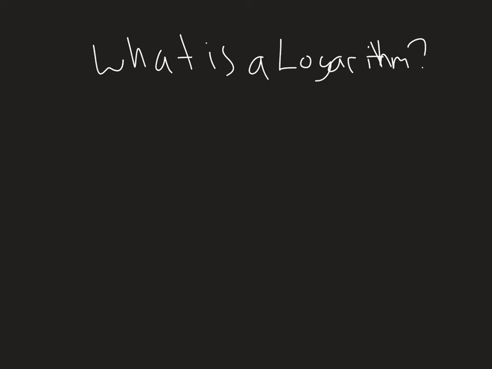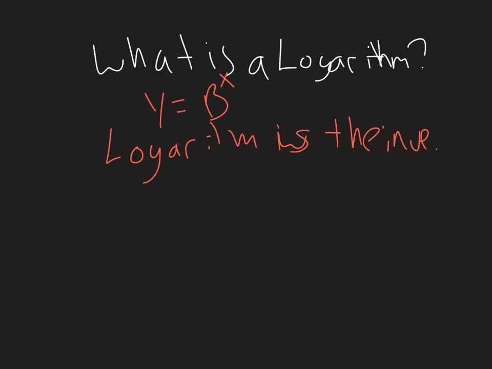If we think about an exponential function, basically we have y equals b to some power of x, where b is a constant. This would be an exponential. Well, a logarithm would be an inverse to an exponential function. So a logarithm is the inverse of an exponential.